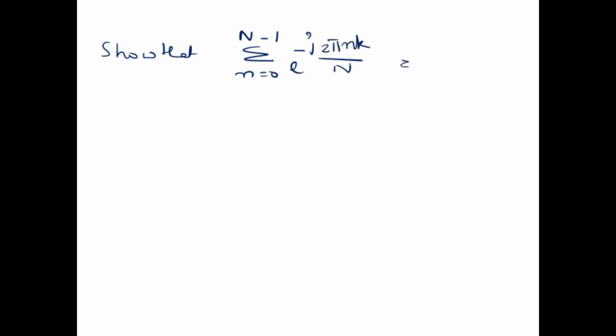We are going to solve one problem on this. Show that summation n is equal to 0 to N minus 1 e power minus j 2 pi nk by N is equal to N when k is equal to 0 and 0 when k not equal to 0.